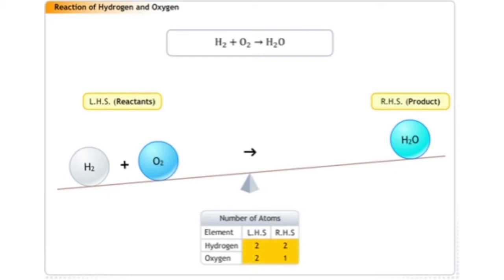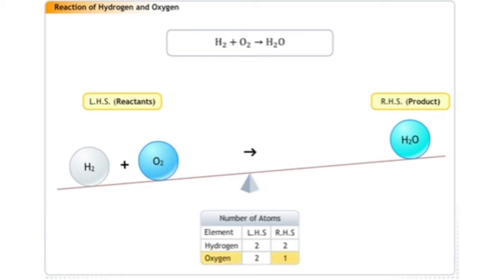In step 3, you need to select the element that occurs in the minimum number of places in the equation. You can see that there are 2 hydrogen atoms on each side while there are 2 oxygen atoms on the left hand side and only 1 oxygen atom on the right hand side of the equation. Hence, oxygen has to be balanced.